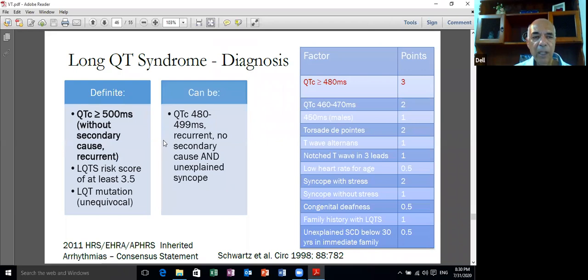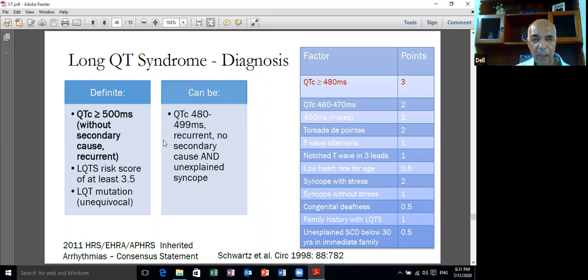Now, how do you measure the QT interval? You measure it by following the tangent and omitting the tail. What does this mean? Draw a tangent with the descending limb of the T wave until the tangent touches the baseline. This is the end of the T wave. Omit the tail, don't include the U wave except on one occasion, when the U wave is more than 50% of the height of the T wave.